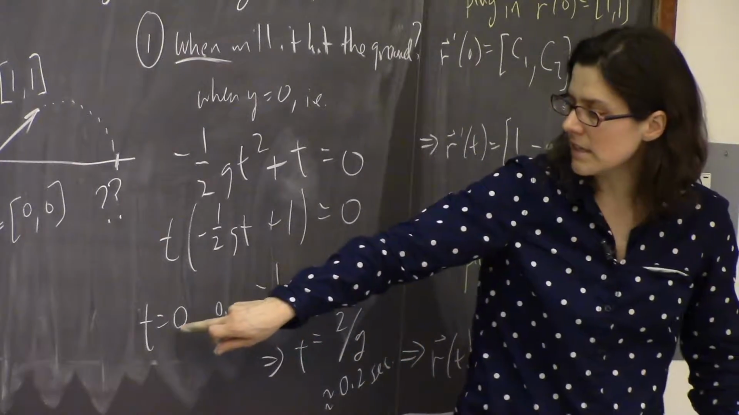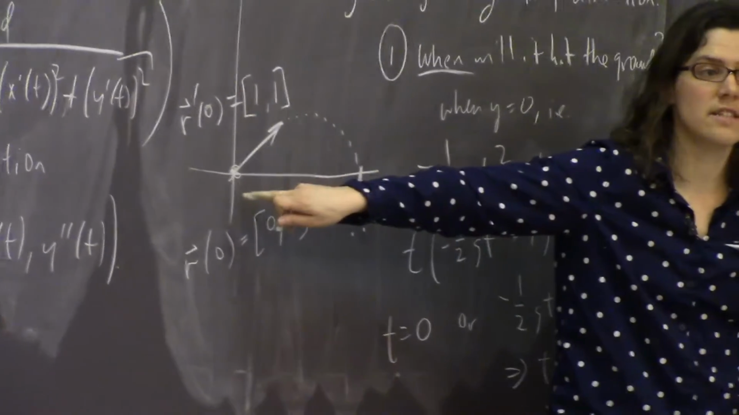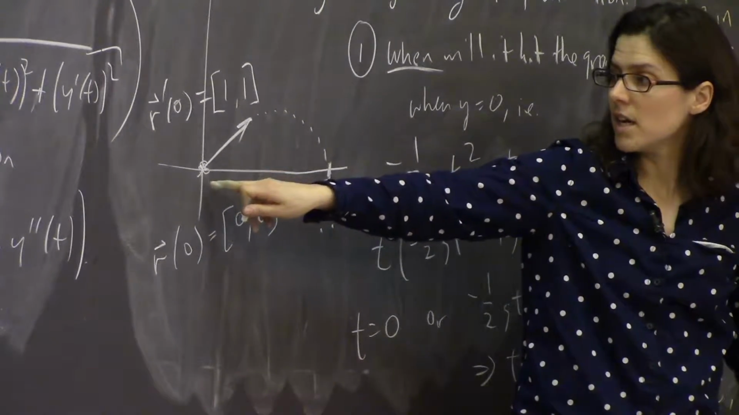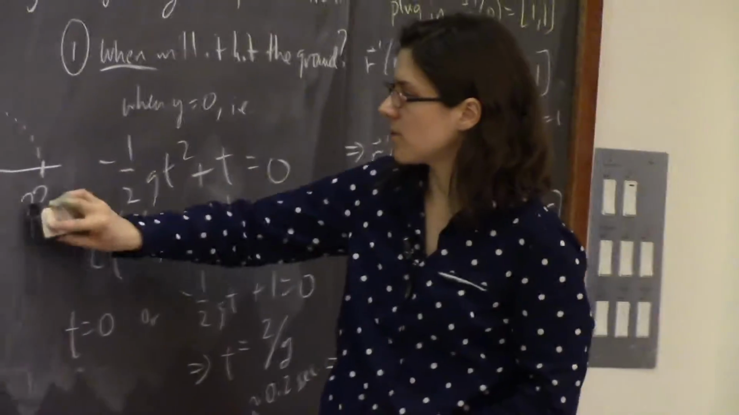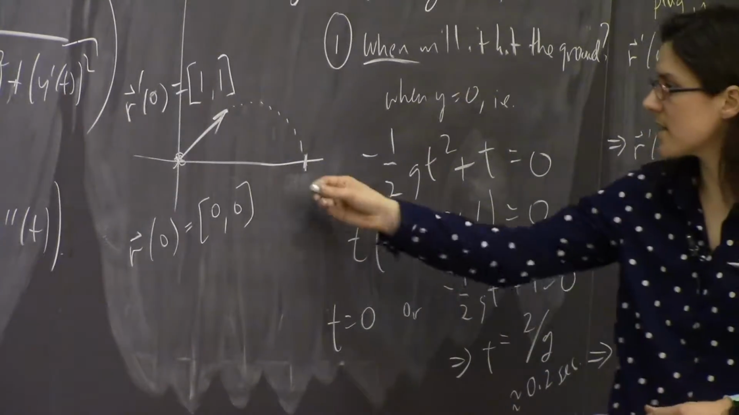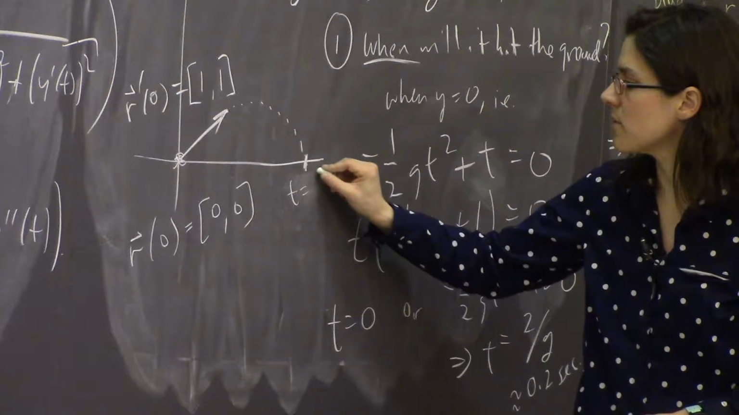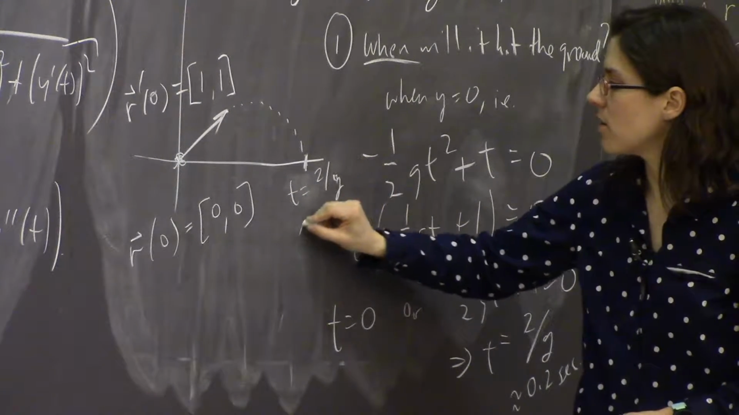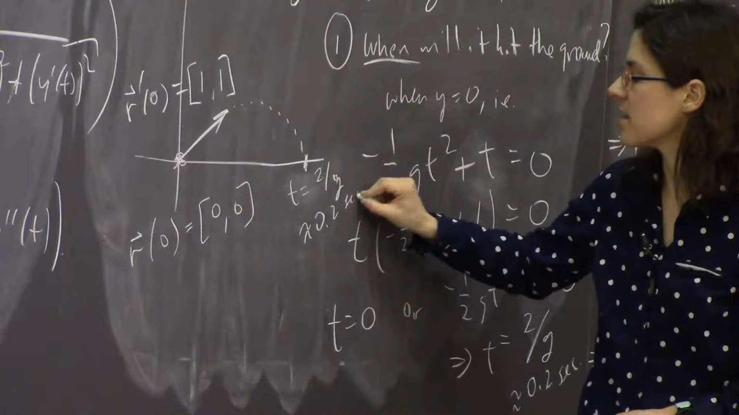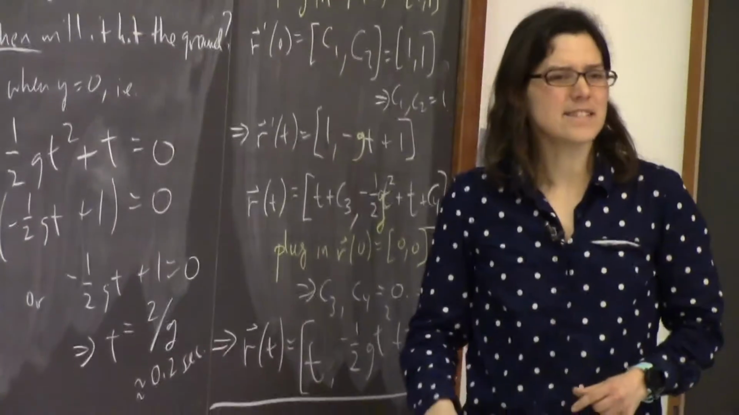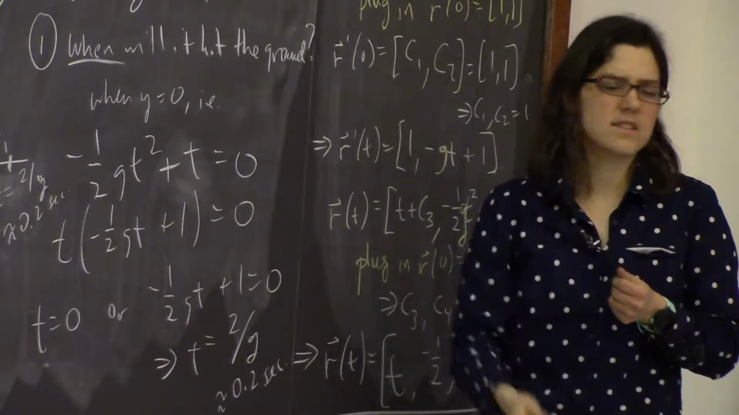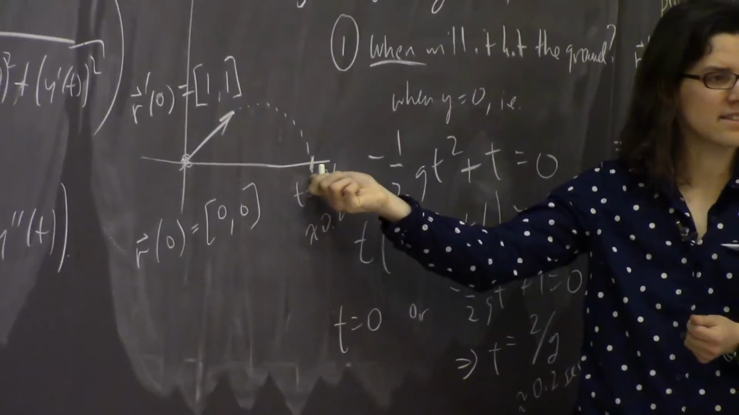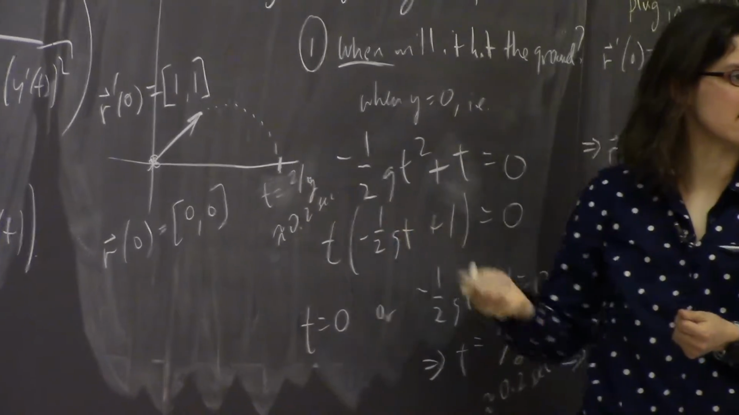So t equals 0 tells you that it was at the ground when it started. Not surprising, because that's where we started it. And it also tells you that we hit the ground at t equals 2 over g, or approximately 0.2 seconds. That's a little bit useful to know, that it's going to be flying for about 0.2 seconds. But we wanted to know where it lands.